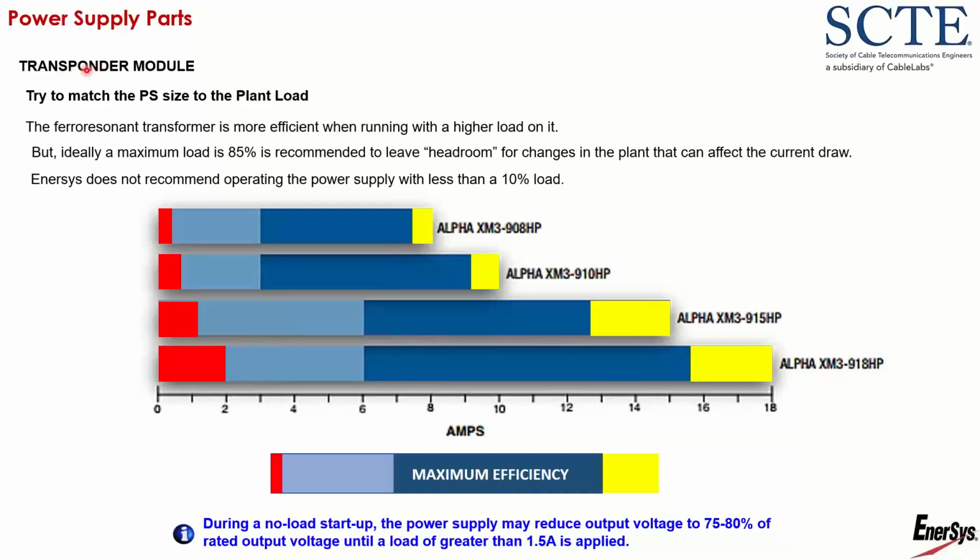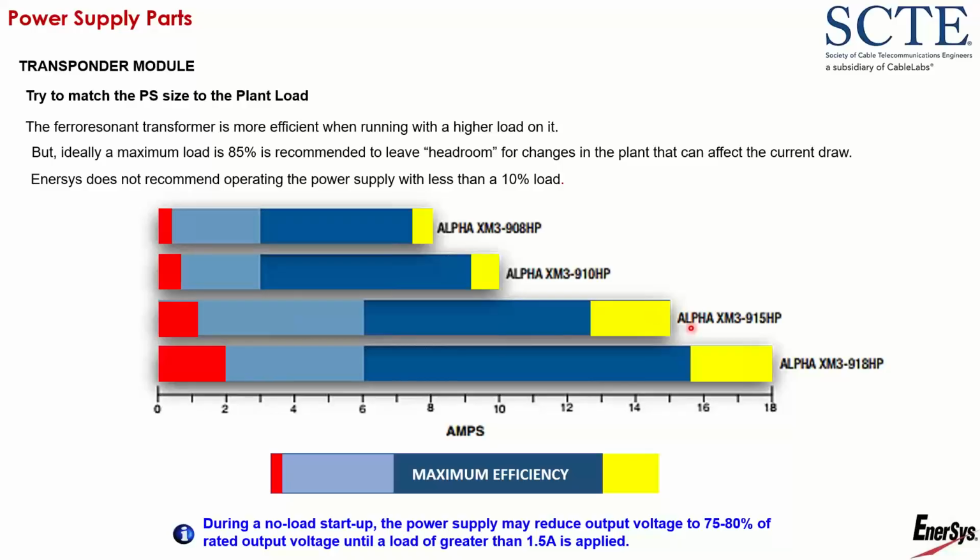I must have cut and pasted that error all the time. The transformer module, it should say, you want to try to match the transformer to your plant load. So ferroresonant transformers are more efficient when they run at a higher load. Ideally, you want to run at about 85%. You don't want to run all the way up to 100% because you want to leave headroom for plant changes, temperature changes, and so forth.